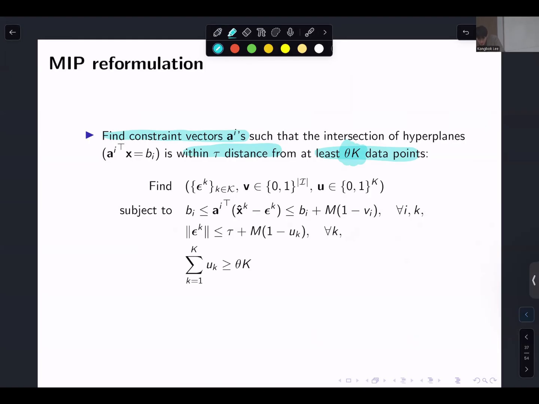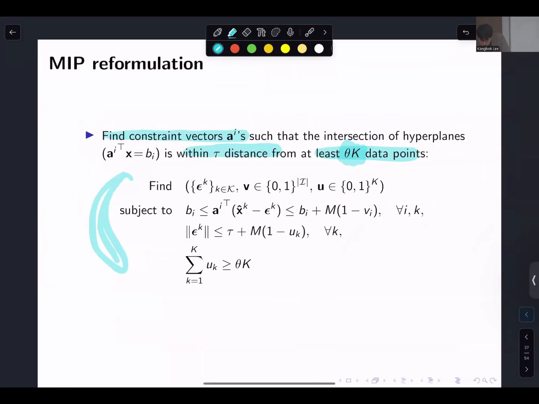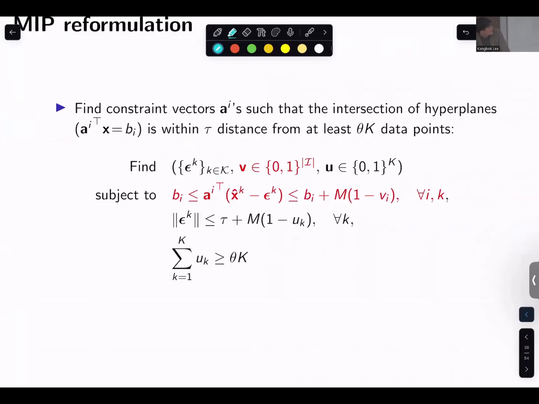So we can reformulate that problem into, well, this problem. Okay, I'm just drawing that formulation, but really trying to show you how it works. Well, there's this epsilon, which is the optimality error. There are two binary variables, v and u. Let's see what the roles of v and u are here. V, binary variable. If v is 1, what happens?